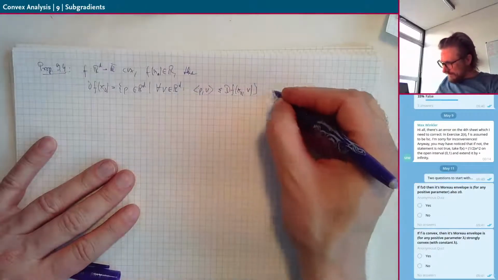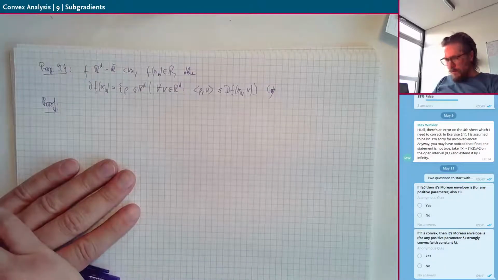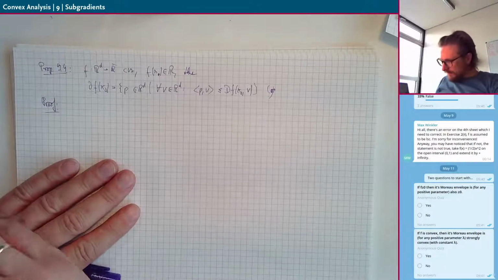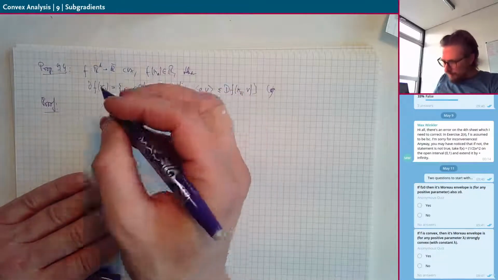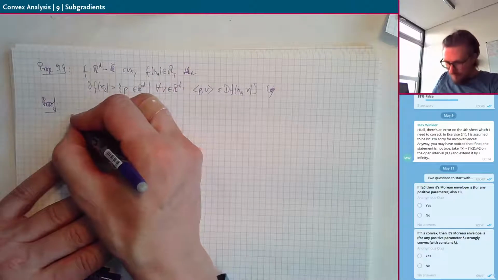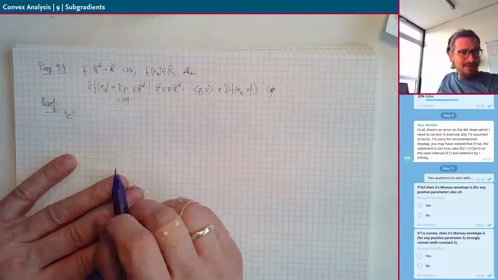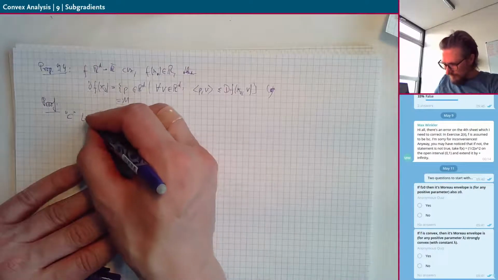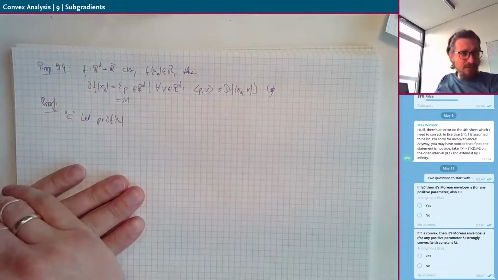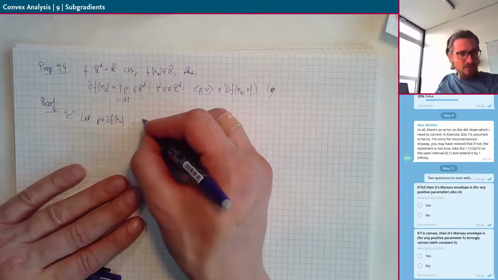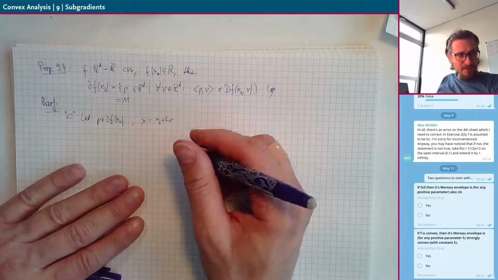Okay, this gets a star because you're going to cite it in the proof. Let's denote this by m, and then we do both inclusions. So let's start with this inclusion, that subgradients p also fulfill this. Let p be in the subdifferential, and then we work with x equals x0 plus hv for some positive h.